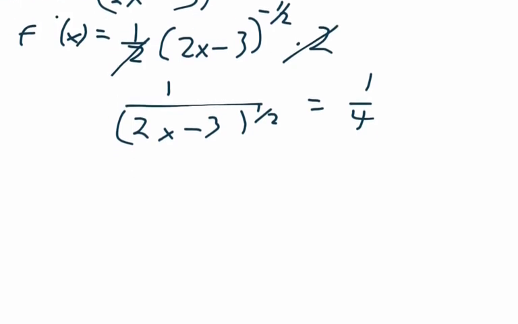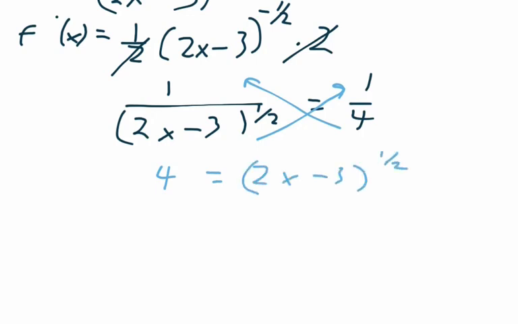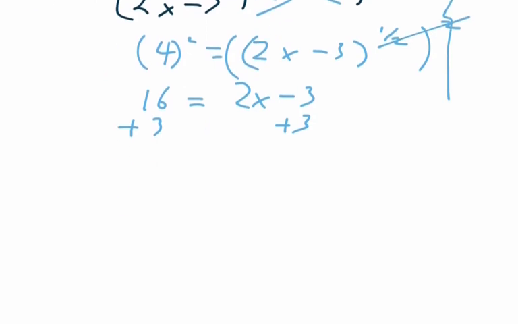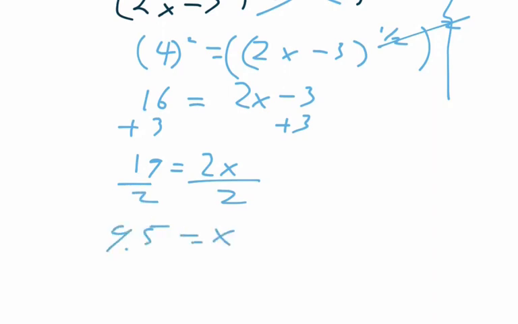So I'm going to cross multiply. That gets multiplied over there, that gets multiplied over there. So 4 equals 2x minus 3 to the 1/2 power. Square both sides, so that cancels. So 16 equals 2x minus 3. Add 3. 19 equals 2x. Divide by 2. x equals 9.5, and 9.5 is in my interval, so that is my answer.